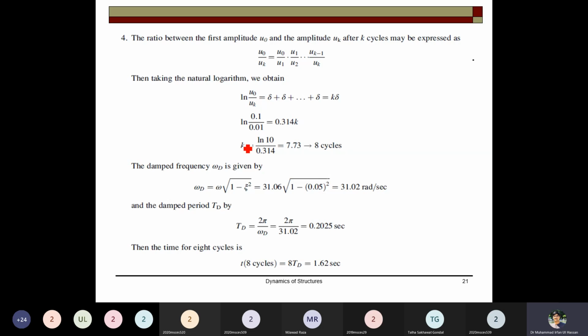Then the time for 8 cycles. What time will 8 cycles take? You just multiply the time period with 8. Multiply it by 8, because this is the damped period of vibration, and this is the time for that many cycles. So all these parameters you have determined, which they asked: how many cycles, the damping coefficients. So in this way you can determine all the required parameters.